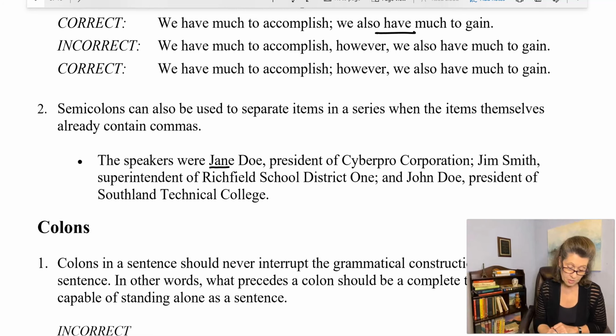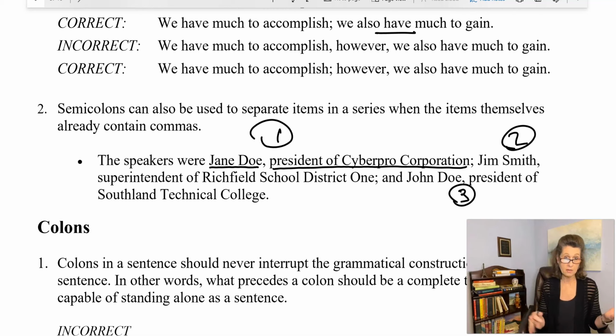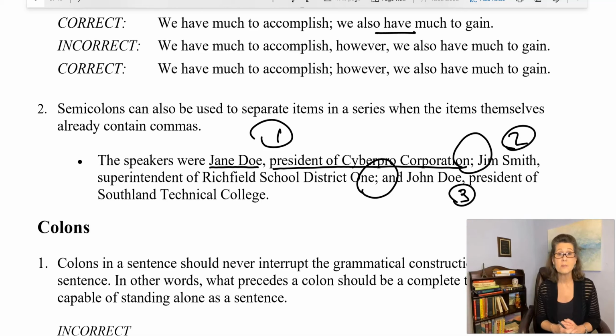So the speakers were Jane Doe, president of Cyber Pro Corporation. That is one item in my list: person's name, her title. Here's another item in my list, Jim Smith and his title. And here's a third item in my list, John Doe and his title. So I have commas in each of the 3 items in my list. Therefore, I go up to a semicolon between the items just to help the reader follow the bigger break, to say, oh, this is a new item coming up now.